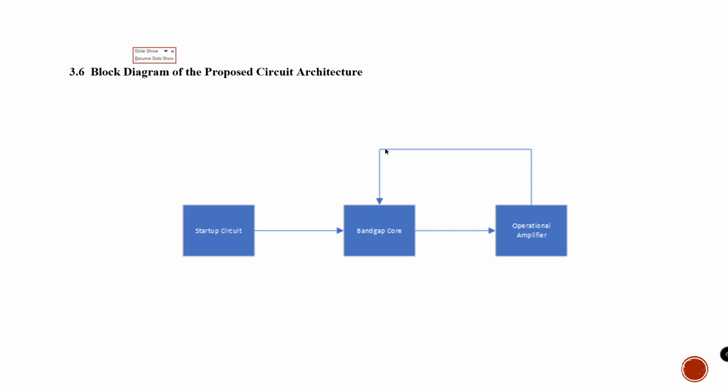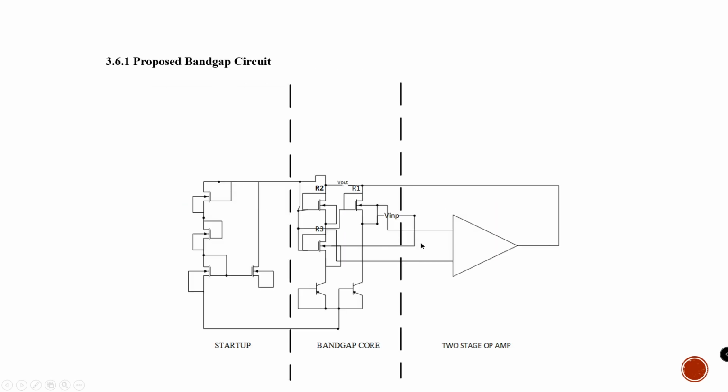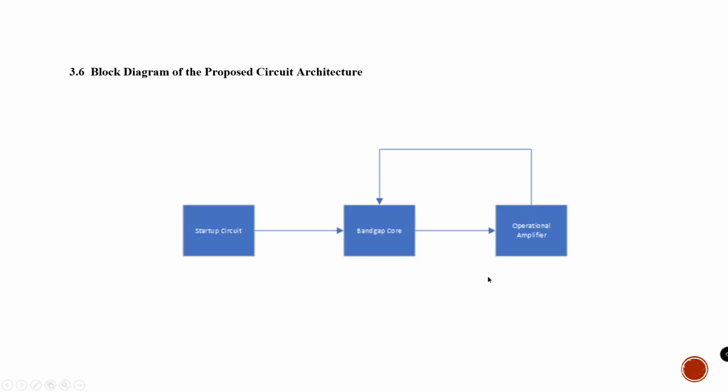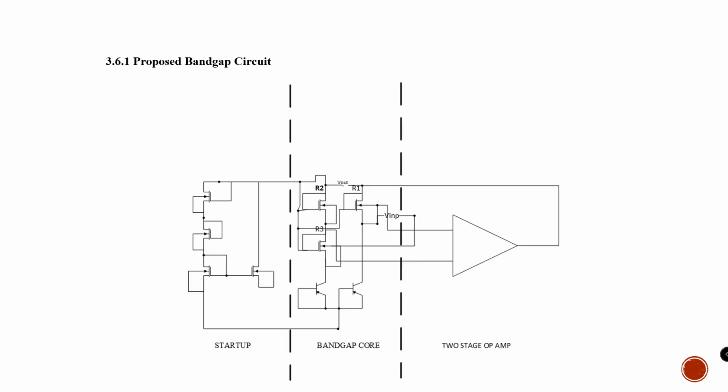The figure shown is the block diagram of the proposed circuit architecture, where it consists of the startup circuit, whose output is connected to the bandgap core. The bandgap core's output is connected to the operational amplifier, and the output of the operational amplifier is connected to the bandgap core.